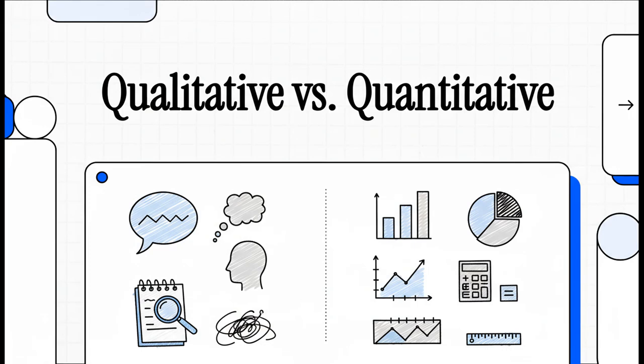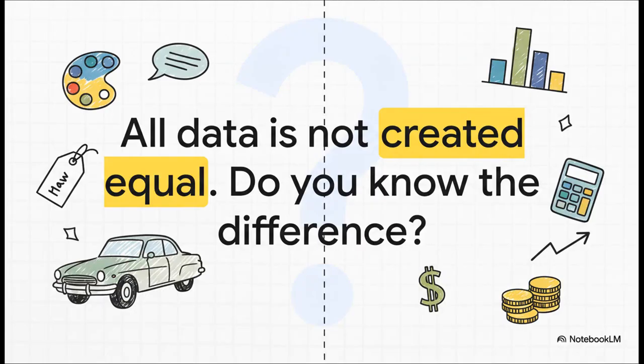All right, let's dive in. In the world of data, not everything is created equal. Today, we're breaking down the two big types that power pretty much every analysis you'll ever do: qualitative and quantitative. Let's get to it. So think about this.